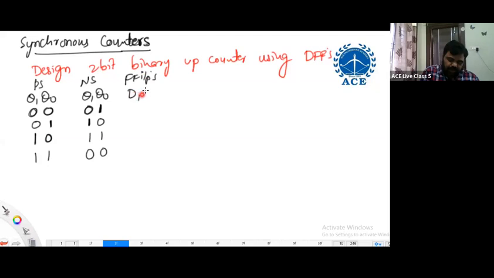If I say D1, D0, because we are using D flip-flops. So what I should write here, assuming the respective flip-flop's present state is Q of n and next state is Q of n plus 1. What should we give as inputs? That is called the excitation table. With the help of the excitation table, we are filling this D1, D0.